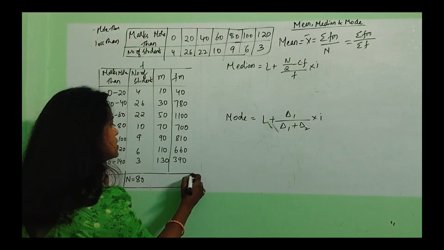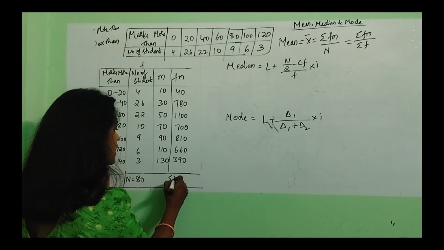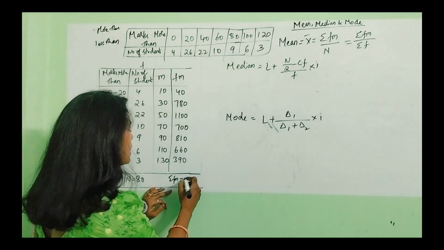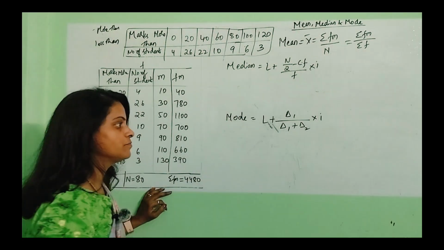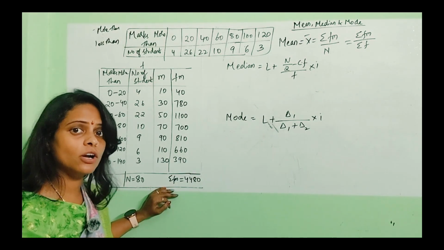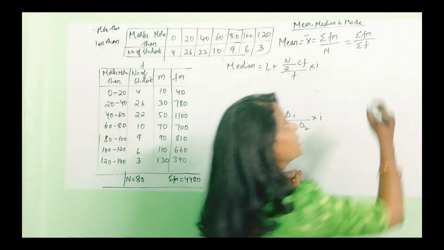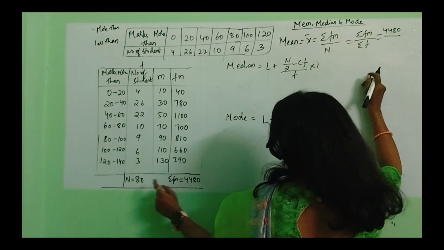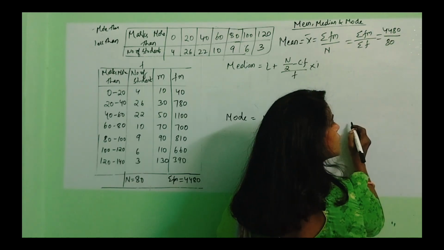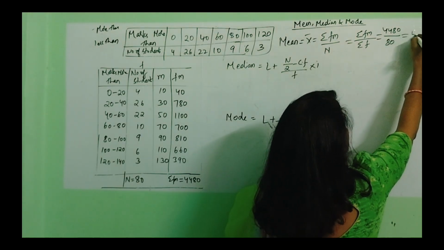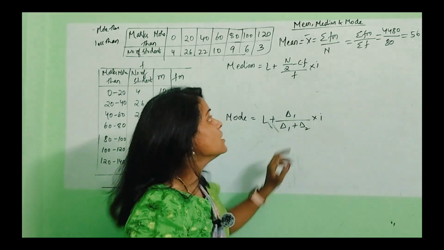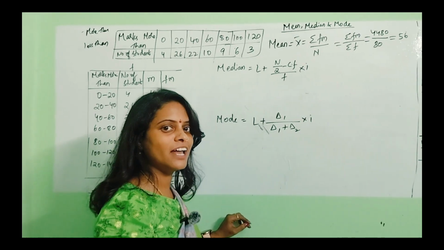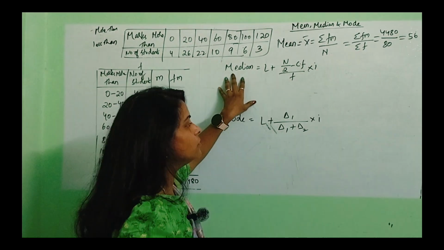Then add all the fm values. I have already done the calculation part because we should not waste time. So what is sigma fm? 4480 is your sigma fm value. So we got both the values. Now substitute that in the formula. 4480 divided by 80, that is 56. So what is the x bar value we got? We got the x bar value as 56. Done with the mean.